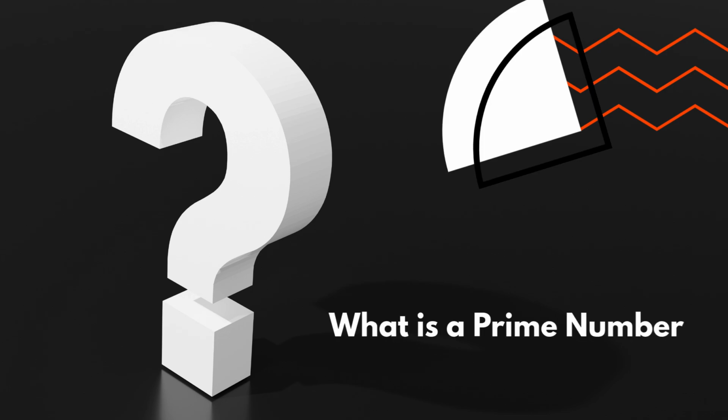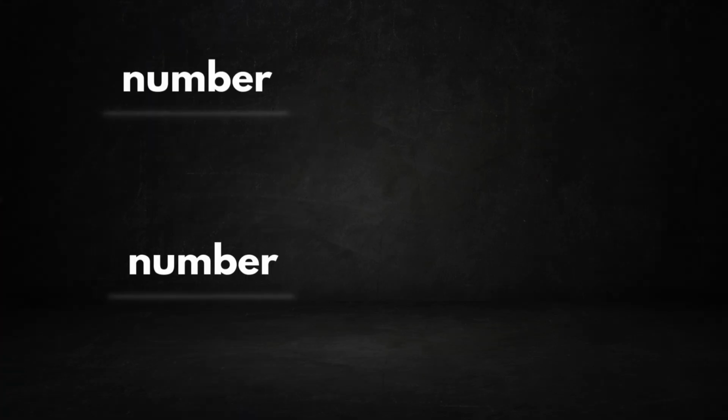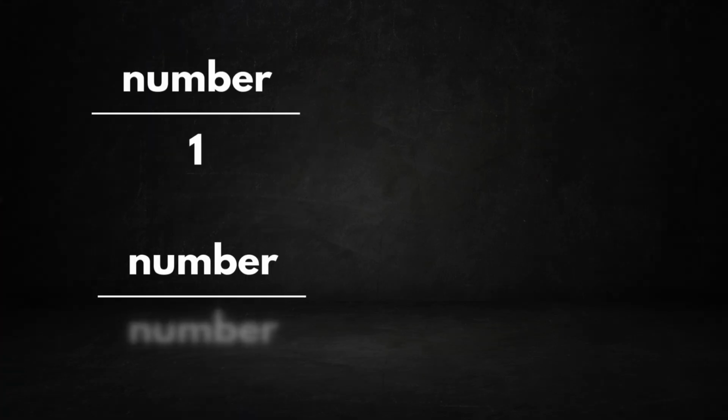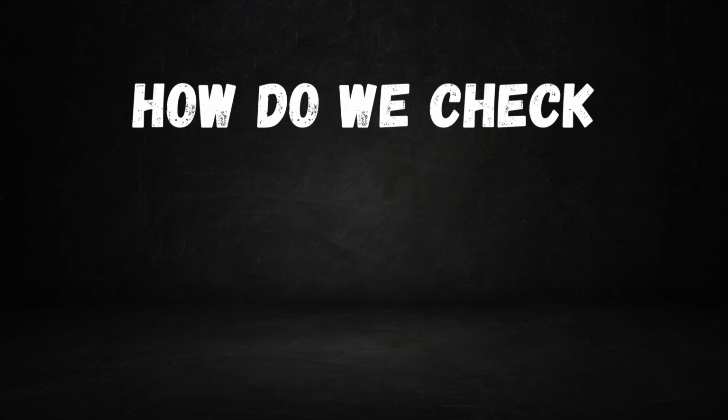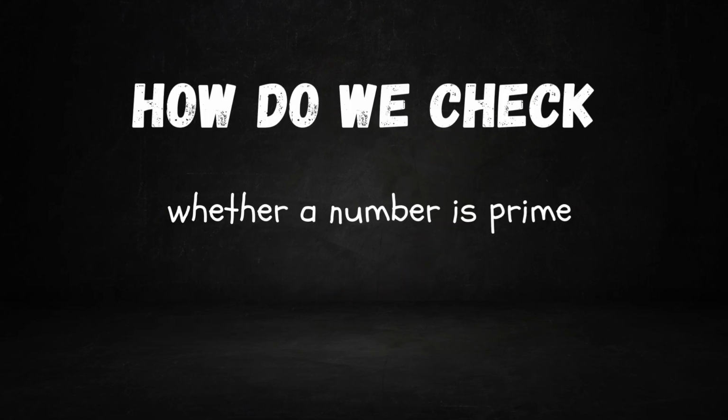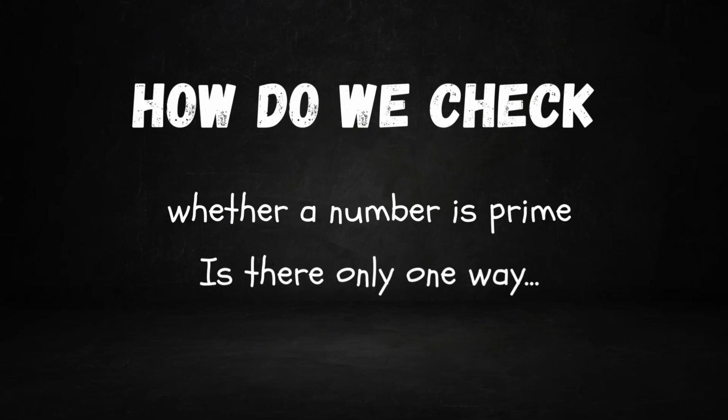Let me ask you a question. What is a prime number? A number that is divisible only by 1 and itself. Sounds simple, right? But here's the interesting part. How do we check whether a number is prime using logic in C? Is there only one way, or are there many smarter ways?